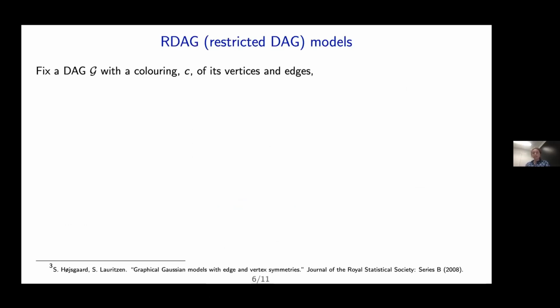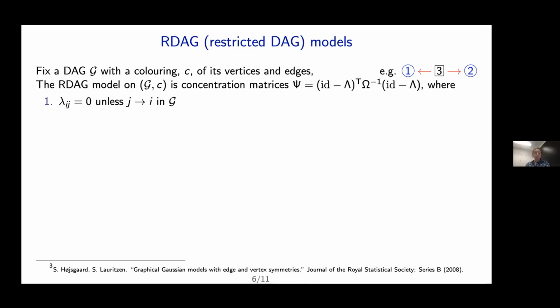Okay, so now for the definition in more generality. So for an RDAG model, or a restricted DAG model, we fix a DAG, which I'll call G, and now we also fix a coloring, which I'll call C, of its vertices and edges. So for example, we could have this one. Then the RDAG model consists of the concentration matrices that satisfy the following conditions on the matrices lambda and omega. So lambda ij is 0 unless there's an edge from j to i in the graph.